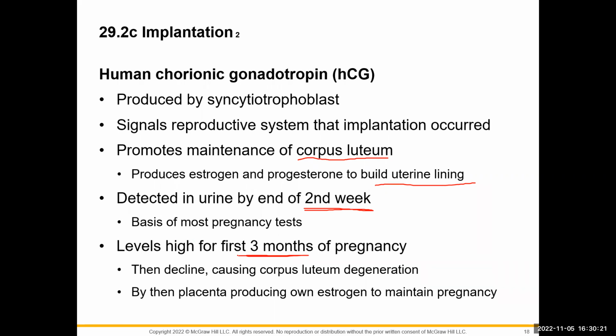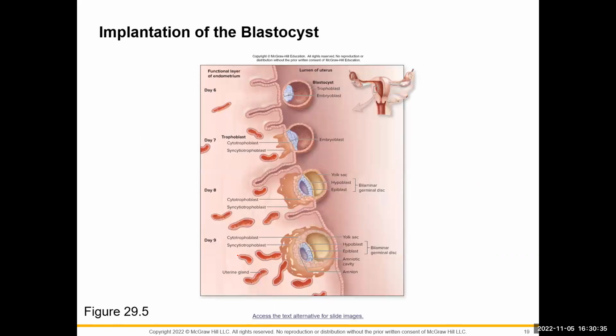So we can build and maintain that functional layer, that uterine lining there, to help sustain our blastocyst, soon to be known as something else here shortly, right? But we want to keep it alive. And that's what we pretty much do.